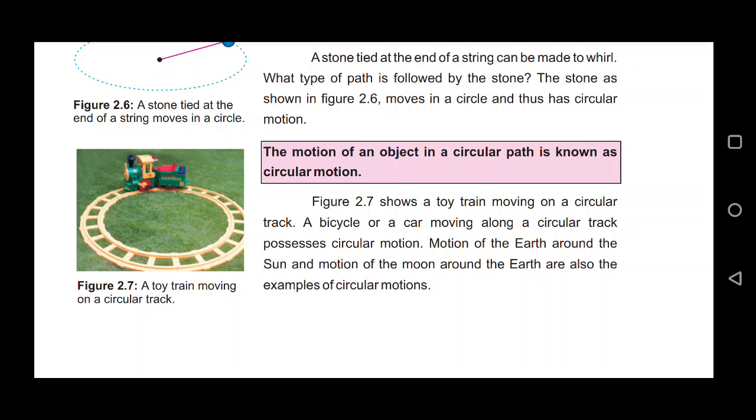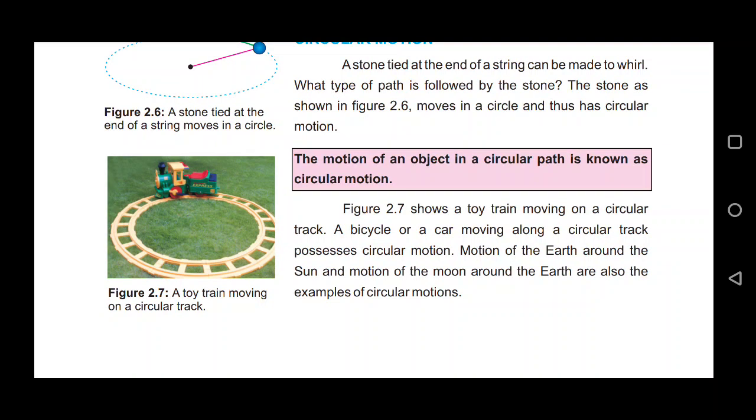And the other example of circular motion is a toy train moving on a circular track or circular path. It is circular motion. Other examples of circular motion are the motion of the earth around the sun and the motion of the moon around the earth. As we studied in the translational motion definition, the path can be straight or curved. So this is the curved path, and this is a type of translational motion.